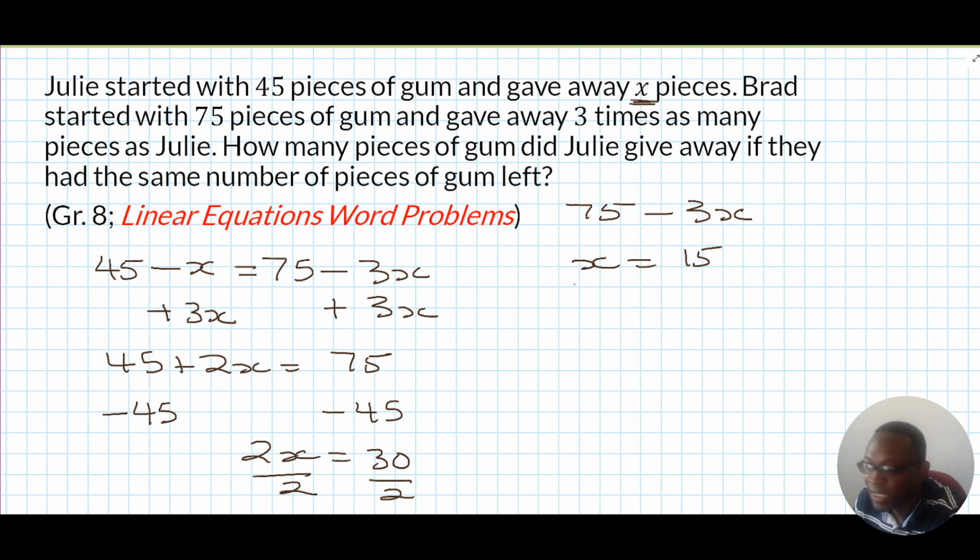So what this means is that Julie gave away 15 pieces of gum, and Bradley should have given away 45 pieces. So let's see if we're right, because we're told that after they gave away the number of pieces, they ended up with the same number of pieces of gum. So let's go ahead and look at, for Julie, we have 45 minus 15. This is 30. For Brad, we have 75 minus 15 multiplied by 3 is 45, which is equal to 30.